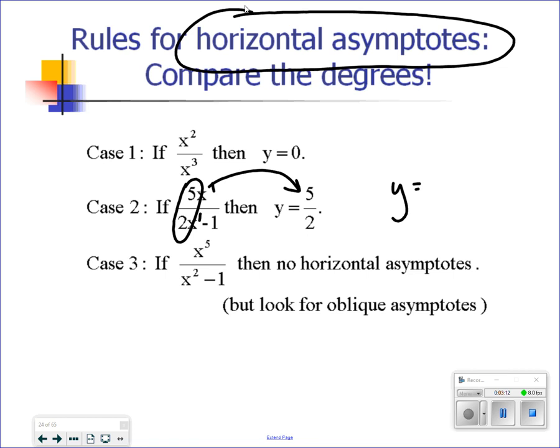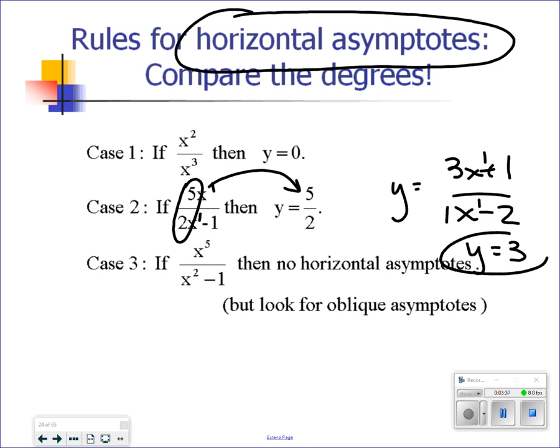Y is equal to 3x plus 1 over x minus 2. So the horizontal asymptote, because the degree of the top is the same as the degree of the bottom, would be y equals 3, which is 3 over 1. So again, the horizontal asymptote, if the degrees are the same, are the coefficients.